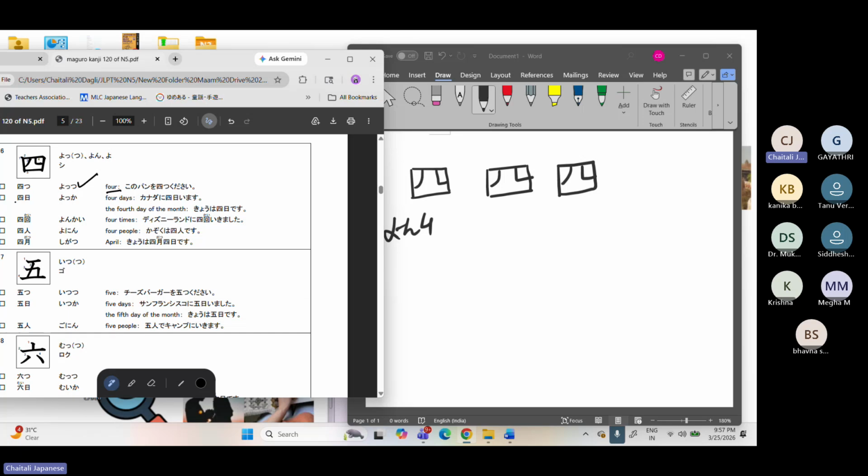So yokka, if you see this, this ka is your counter for days. Okay. Then kai, this is again your counter, that is number of times. So yon kai, that is 4 times. Okay. Then nin, 4 people. And gatsu. So shigatsu, that is the fourth month, that is April. Okay, so these are basically your different counters.